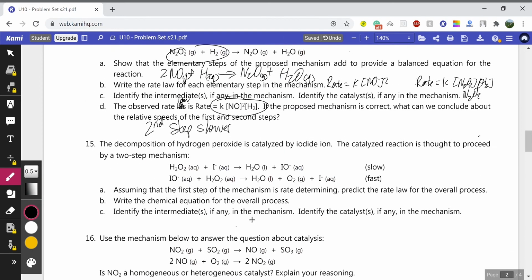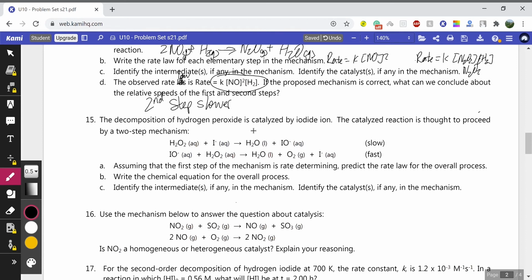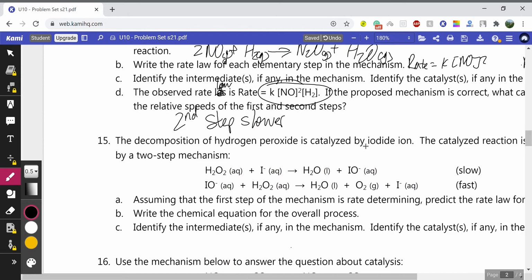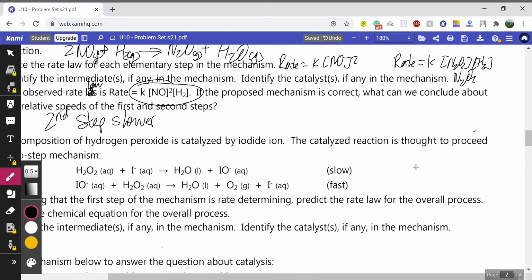And number 15, the decomposition of hydrogen peroxide catalyzed by an iodide ion. Assuming the first step is the rate determining step, as you can see it says slow, predict the rate law for the overall process. The rate law for the overall process is the rate law for the slow step. Do not get confused by the overall reaction being a slow step reaction. The rate law for the overall process is the rate law for the slow step.